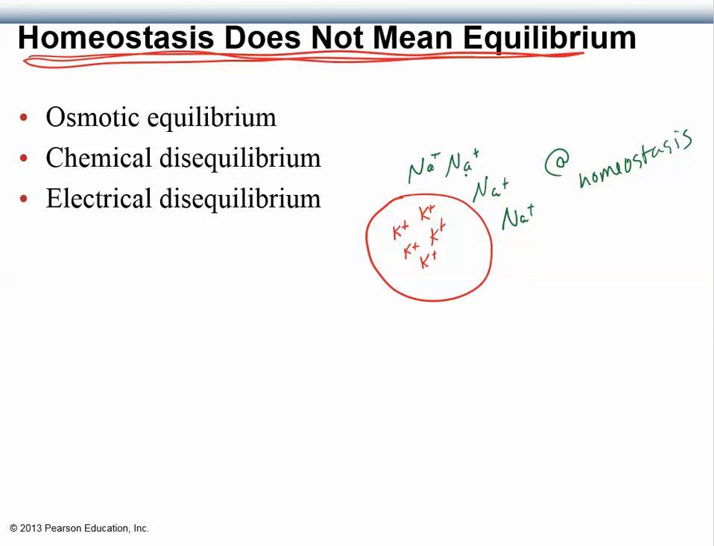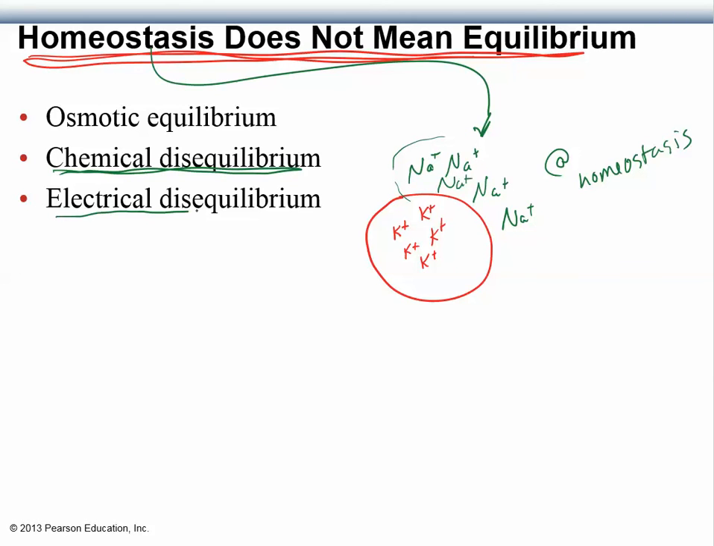If this were at equilibrium, then the concentration of sodium would be the same inside and out, but your cells would die. They will not function that way. They only function, except in the few instances that we'll talk about when we talk about muscles and nerves, they only function properly with sodium at a high concentration on the outside and potassium at a high concentration on the inside. This is at homeostasis. Okay, so we're constantly at chemical disequilibrium. Okay, your cells are very specific about which molecules they want there.